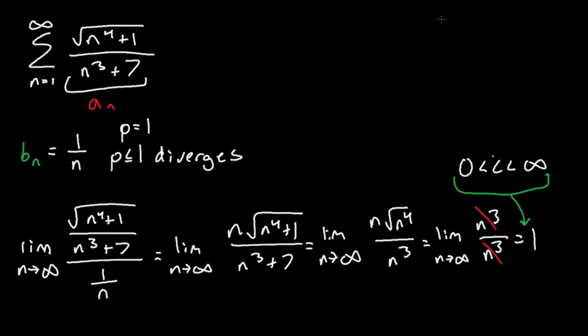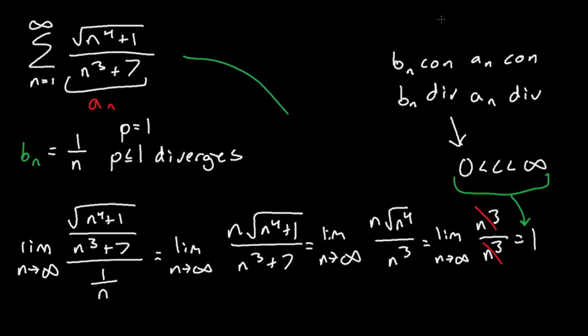And remember the condition for this: if c is between 0 and infinity, then if b of n diverges, then a of n diverges, right? So since c is between 0 and infinity, if b of n diverges, a of n also diverges. And if b of n converges, a of n also converges. But in this case, b of n diverges. Therefore, a of n also diverges. So our original series diverges.